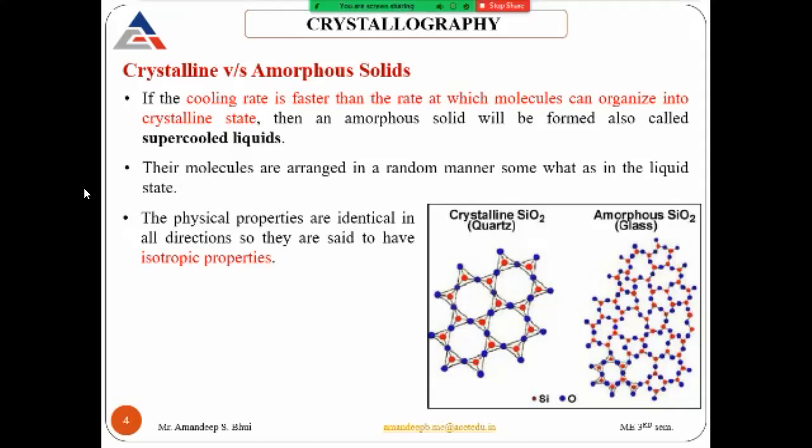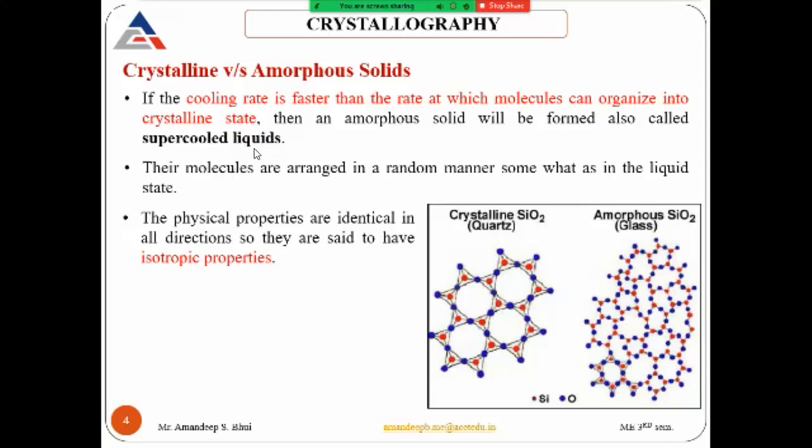So that's the difference between isotropic and anisotropic substances. Now in this diagram you can see a crystalline formation of silicon oxide, also known as quartz. The atoms of silicon and oxygen, red is the silicon and blue are the oxygen, are arranged in a definite ordered pattern. Such an arrangement forms a crystalline solid of silicon oxide, known as quartz.